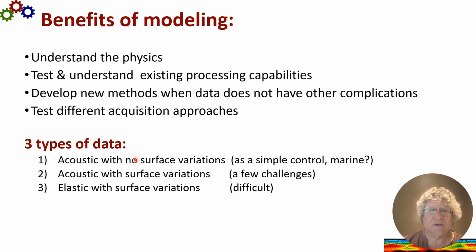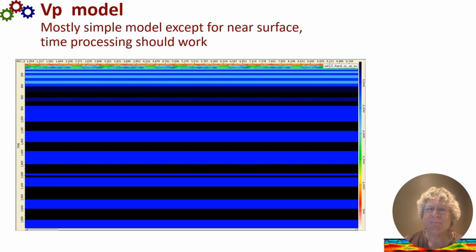One is acoustic with no surface variations and no refraction multiples. And this is a simple control. This might be similar to a marine case. I'll then show the acoustic data with surface variations, and this has a few challenges. And lastly, I'll show you the elastic data with surface variations, and this is surprisingly difficult. It's much more difficult than the acoustic case.